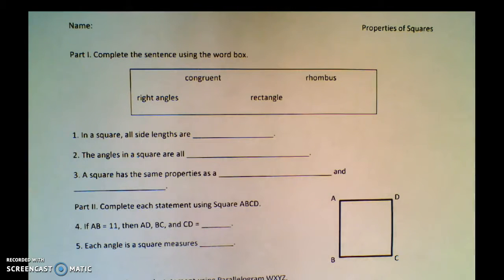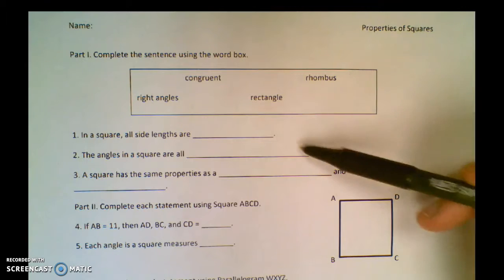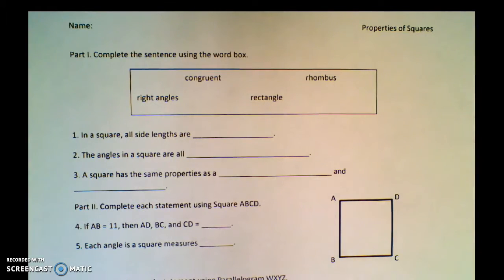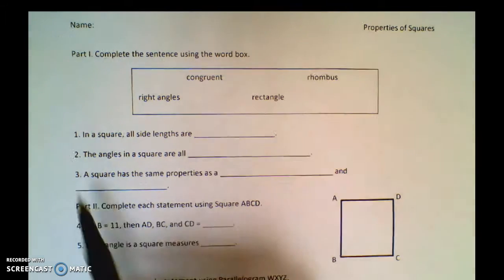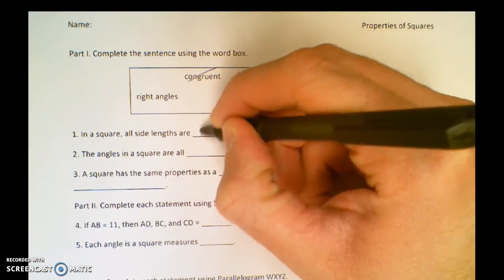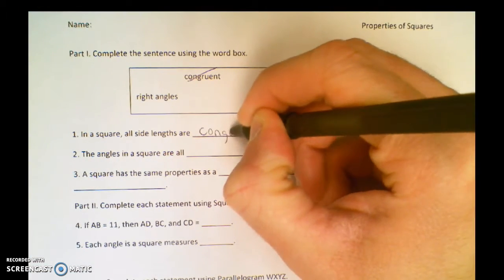Alright, now let's take a look at the properties of squares. We're going to do the same thing. We're going to use the word box to help us complete the sentences using the properties of squares, and then apply those properties to different squares and problems below. So it says in a square, all side lengths are congruent, which means all the sides have the same length.